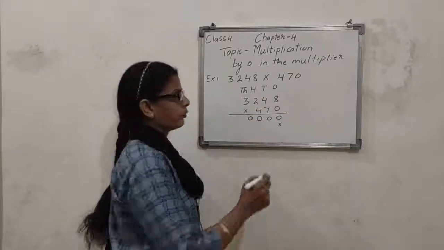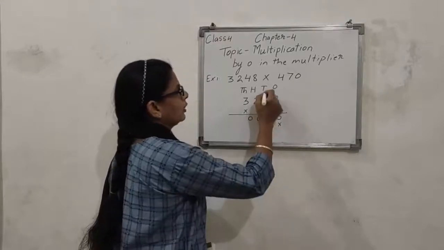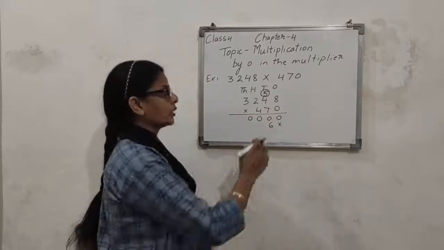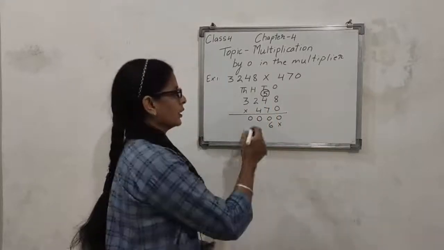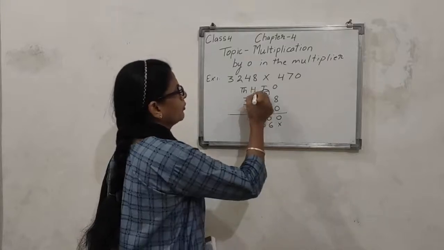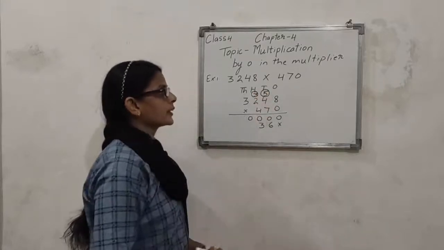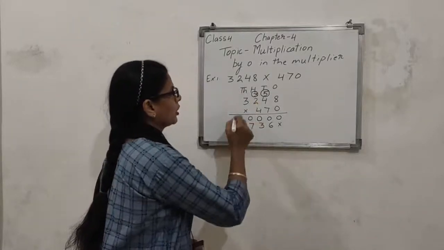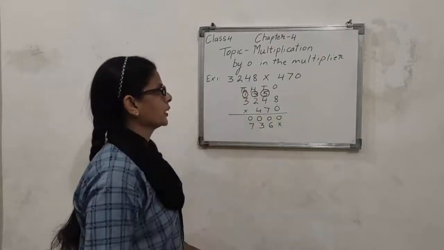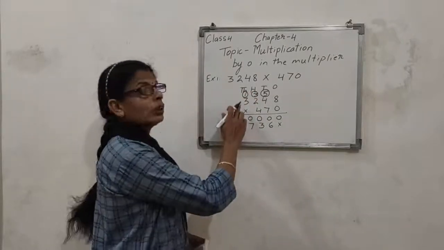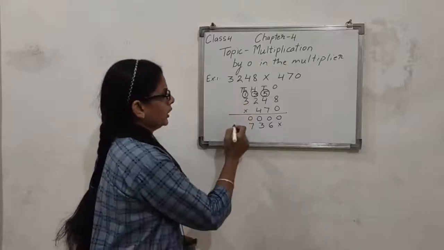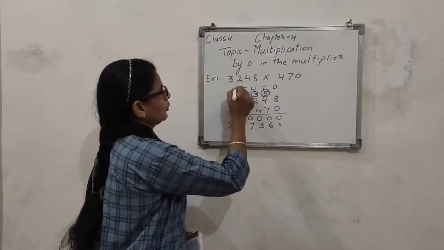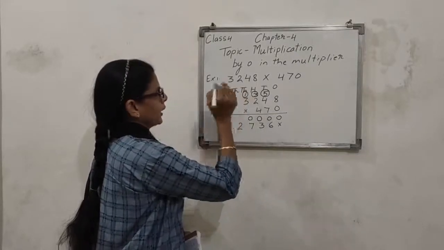7 8s are 56. 6 will be written down and 5 will be carried on the tens place. 7 4s are 28. 28 plus 5, 33. 3 will be written down and 3 will be carried on the 100 place. 7 2s are 14. 14 plus 3, 17. 7 will be written down, 1 will be carried on the 1000 place. 7 3s are 21. 21 plus 1, 22. So 22 will be written on 10,000 and lakh place.